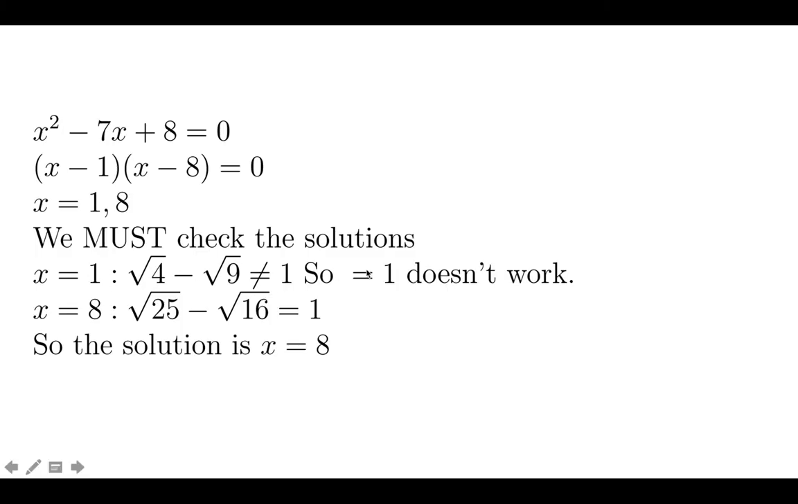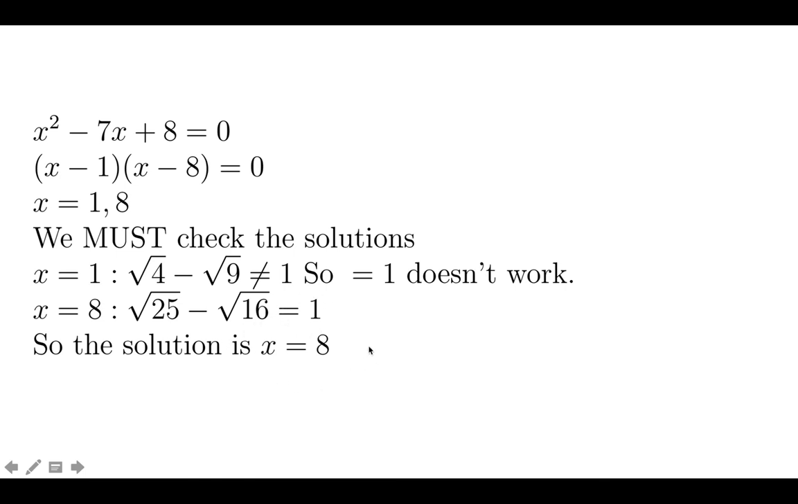I've checked them here, and you can see that when x equals 1, it does not work. Square root of 4 minus square root of 9 is not 1. So this should say x equals 1 doesn't work. X equals 8, however, does work. We get root 25 minus root 16, which is 1.